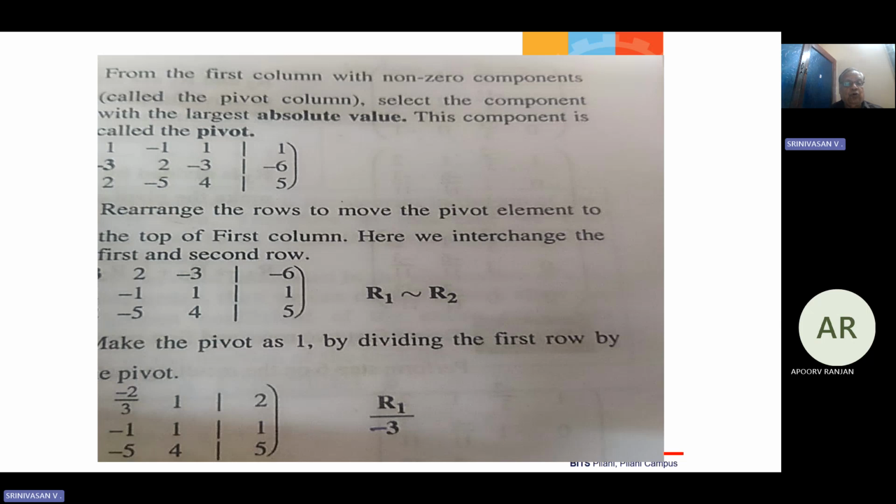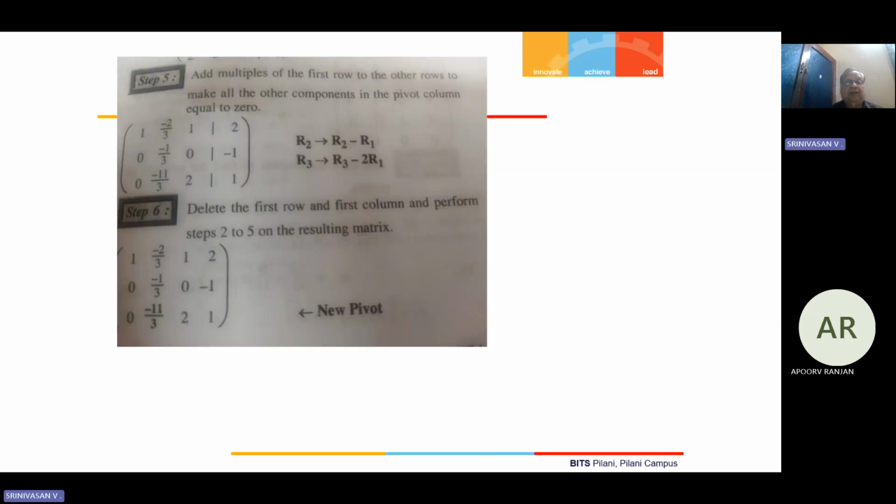Okay, right. So next, what's happening? We now add multiples of the first row to the other rows to make all other components of the pivot column equal to 0. That is nothing but elementary row operations. R1 is kept fixed, R1 is R1 as usual. So you have 1, minus 2 by 3, 1, 2.